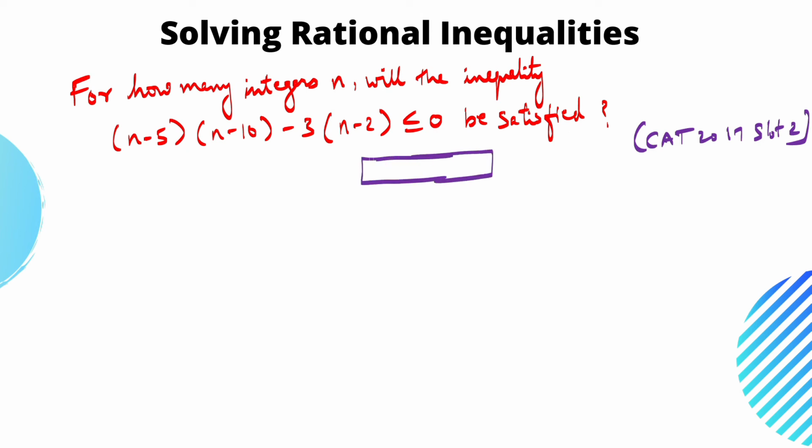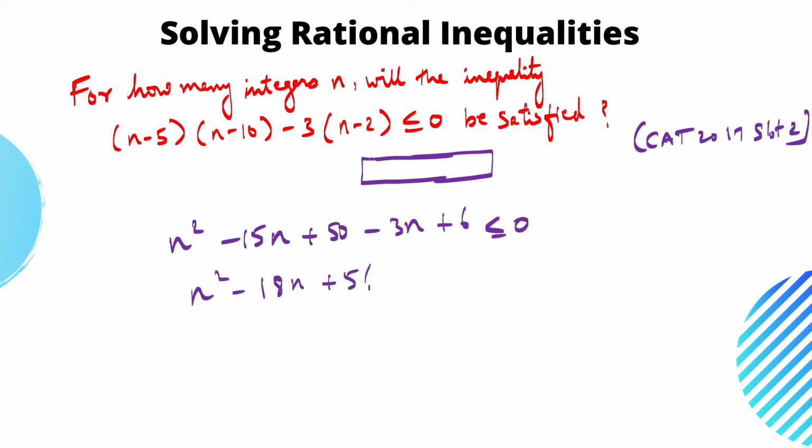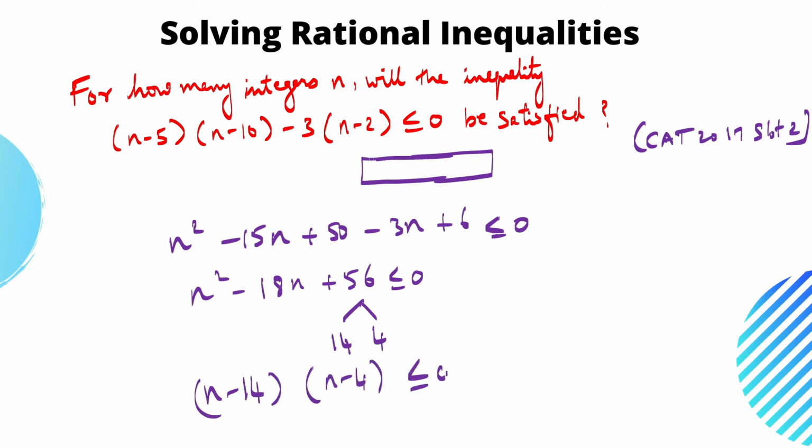So if we observe this expression, if we just simplify this, what do we get? n square minus 15n plus 50 and 3 into n, this will be minus 3n plus 6, this will be less than or equal to 0. Now n square minus 18n plus 56 will be less than or equal to 0. Product must be 56 and sum must be 18. So 14 into 4 is 56, 14 plus 4 is 18. Then n minus 14 into n minus 4 will be less than or equal to 0.